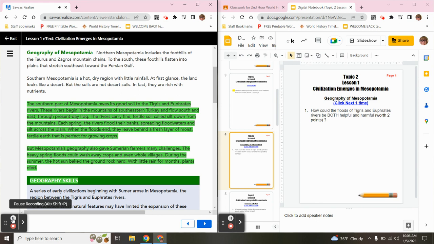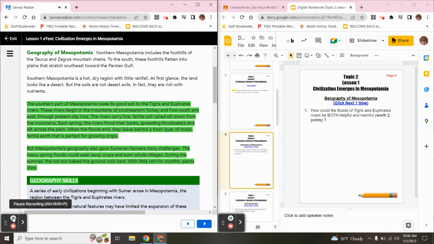The southern part of Mesopotamia owes its good soil to the Tigris and Euphrates rivers. These rivers begin in the mountains of southeastern Turkey and flow south and east through present-day Iraq. The rivers carry fine, fertile soil called silt down from the mountains. Each spring, the rivers flood their banks, spreading floodwaters and silt across the plain. When the floods end, they leave behind a fresh layer of moist, fertile earth that is perfect for growing crops.